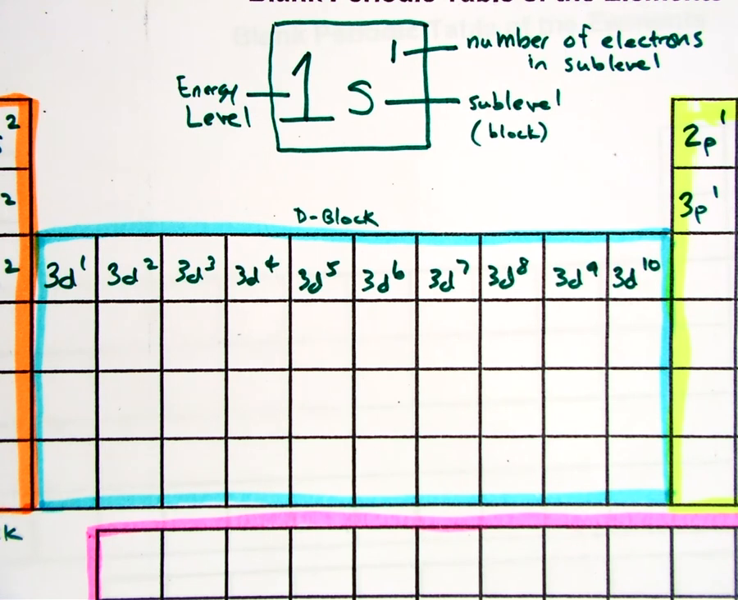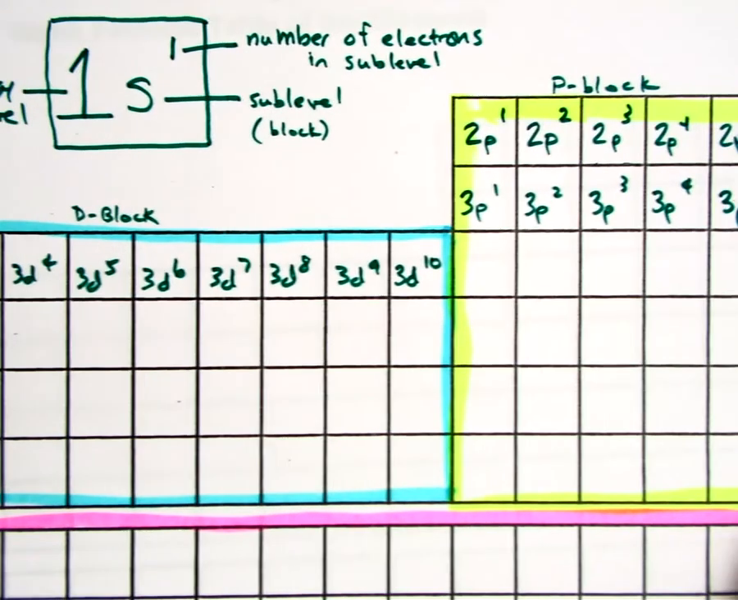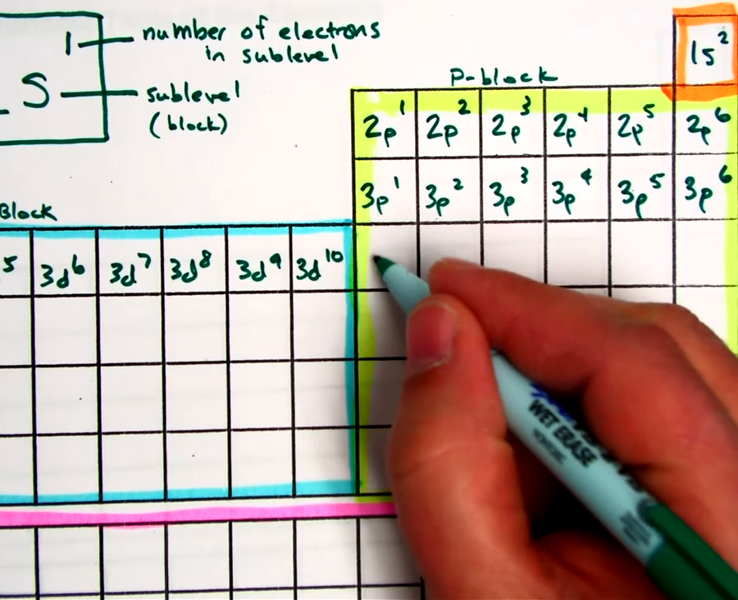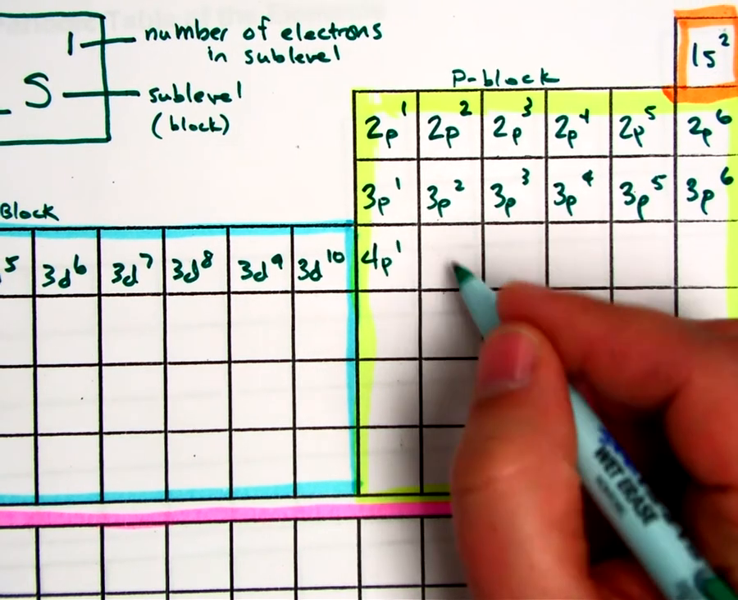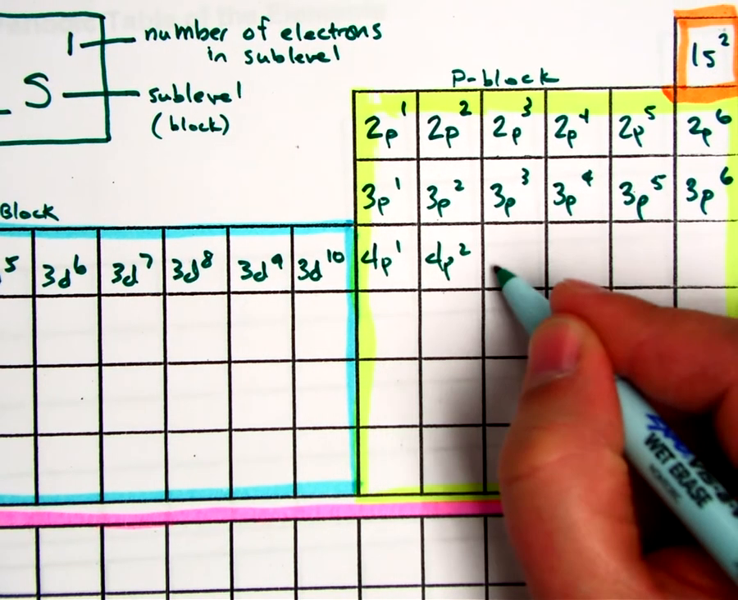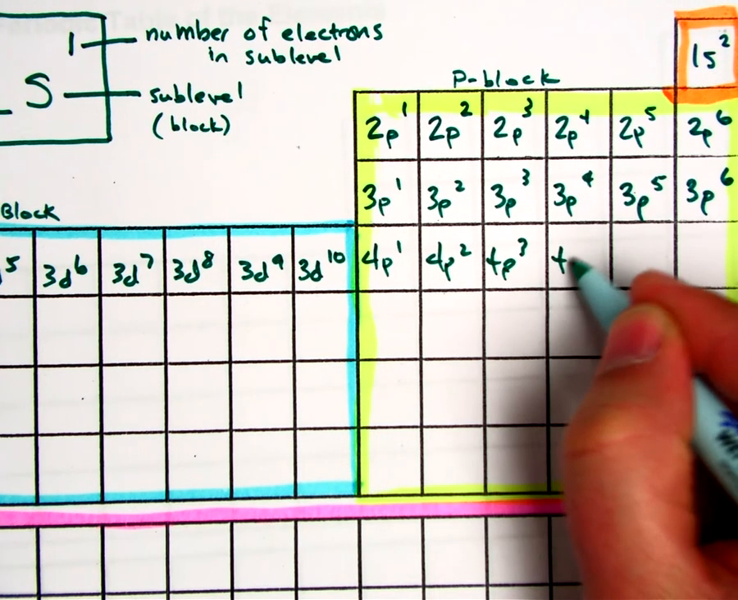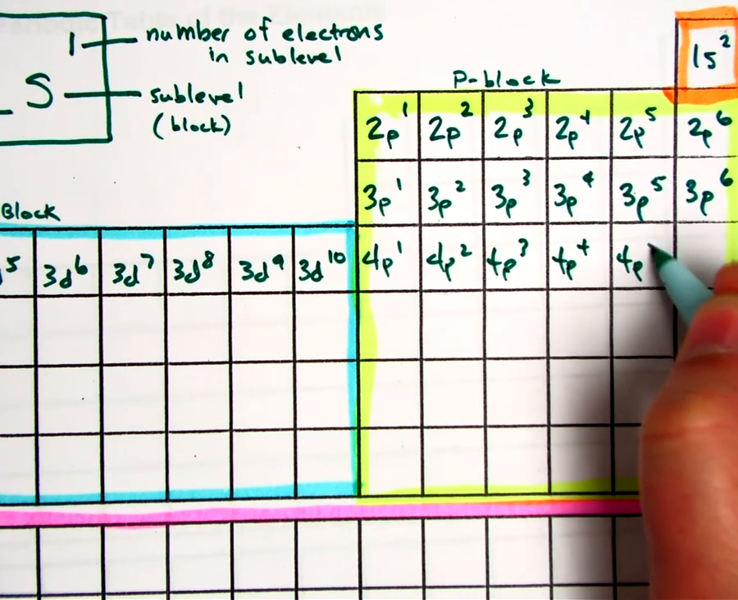Now, after you reach the end of D block, something weird happens again. It goes right back to the original way we were doing it. So instead of staying at 3, we go back to energy level 4. And it's like it never happened. 4p2, 4p3, 4p4, all the way to the end.